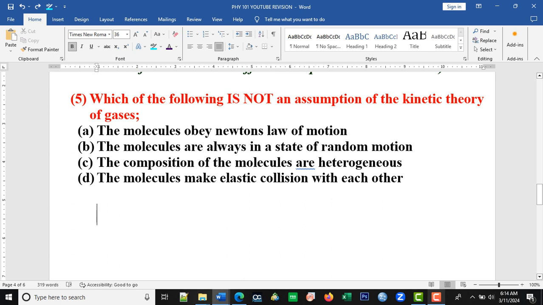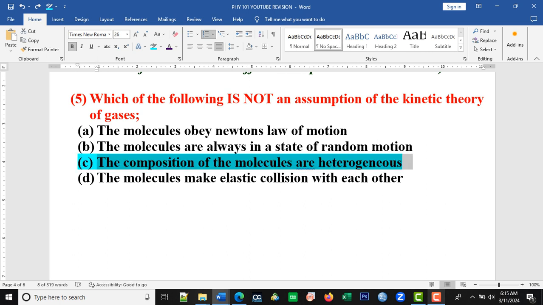This question says, which of the following is not an assumption of the kinetic theory of gases? A. The molecules obey Newton's law of motion. B. The molecules are always in a state of random motion. C. The composition of the molecules are heterogeneous. D. Elastic collision with each other. Which one is the correct option? Option C. Option C is not an assumption.